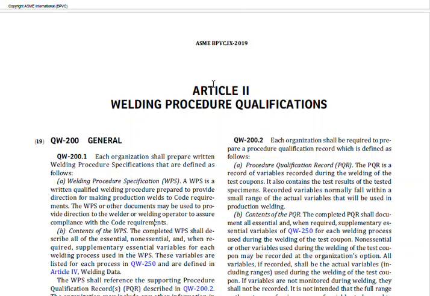Third is for welder performance test, fourth is for the welding data, and the last, fifth one, is for the SWPS.